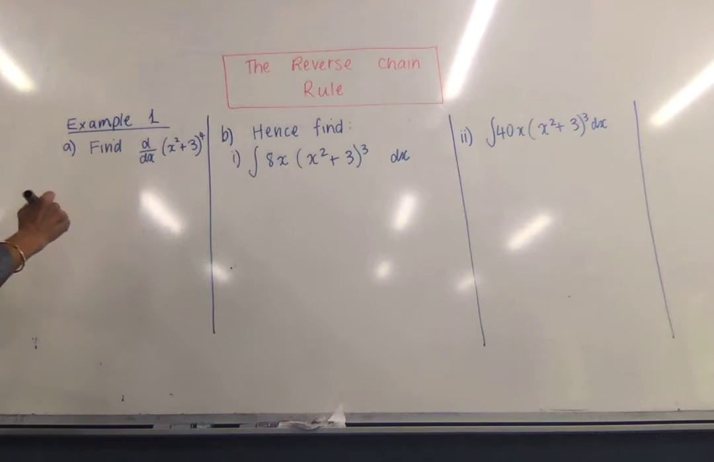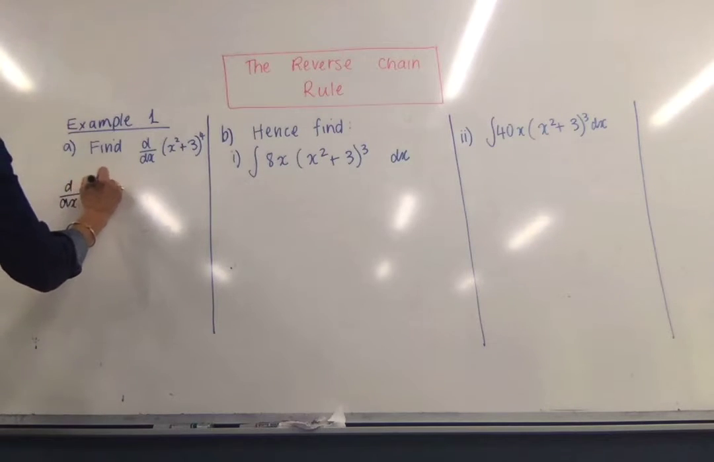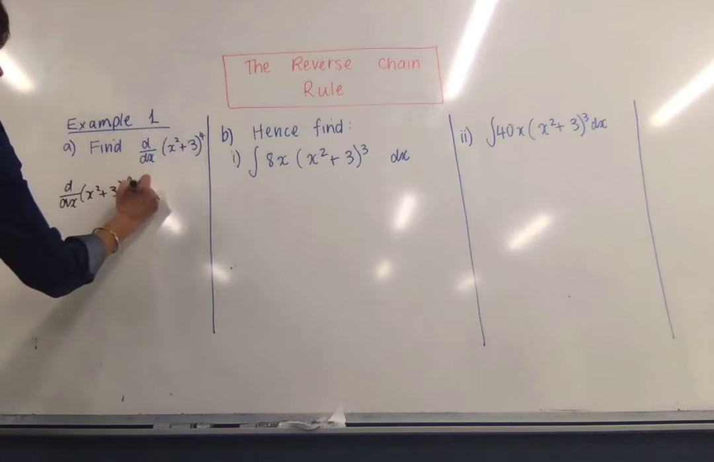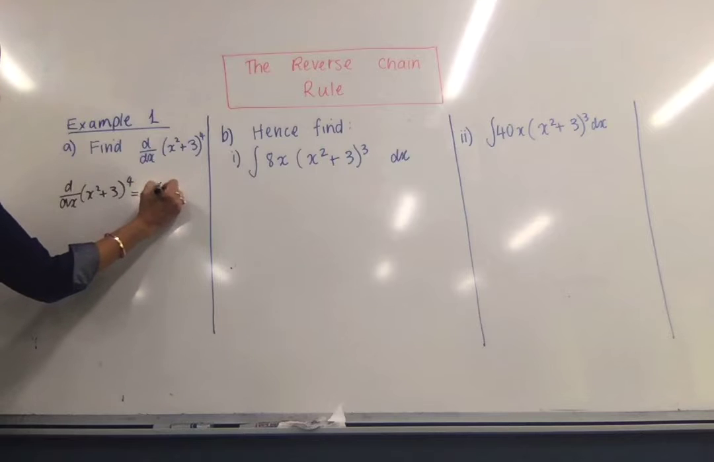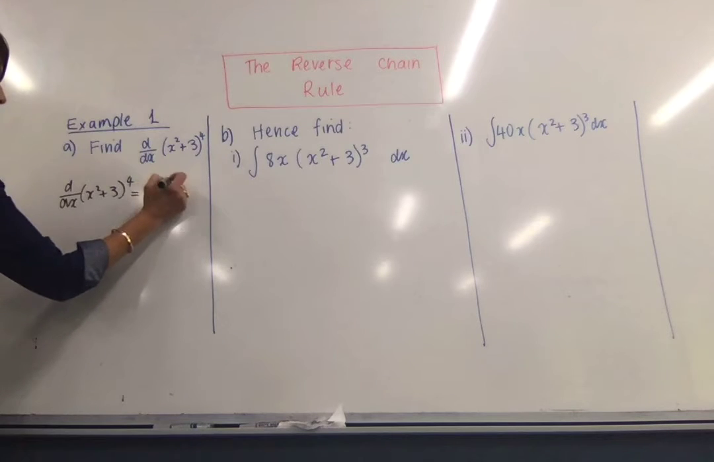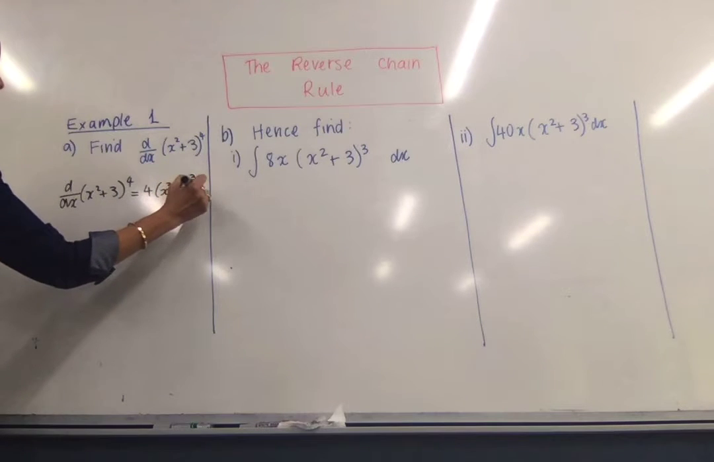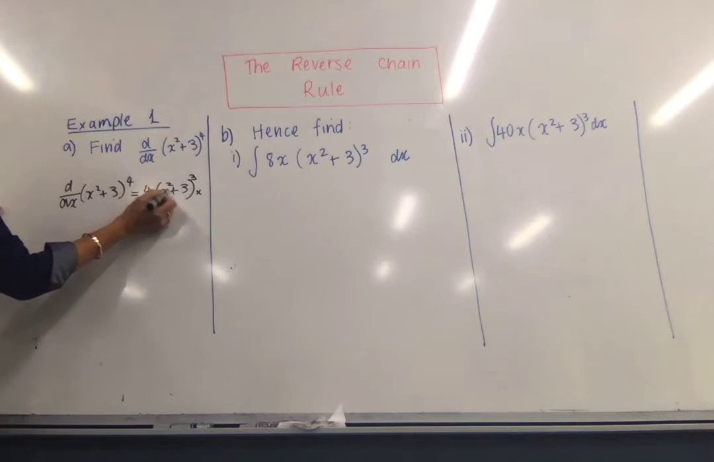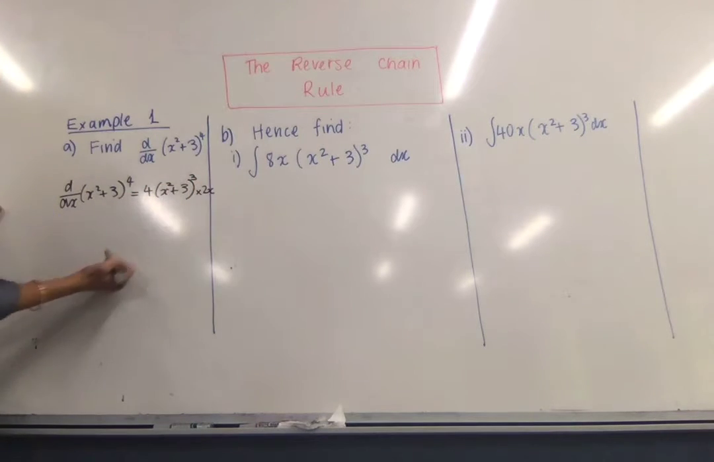First of all, if we're going to differentiate this function, then we'll use the notation d by dx of (x squared + 3) to the power of 4 is equal to, remember we bring the indice down to the front, and this becomes 4 times (x squared + 3). Take 1 off the indice, which is 3, and then we need to multiply it by the derivative of what's inside the brackets, and the derivative of that function is 2x.